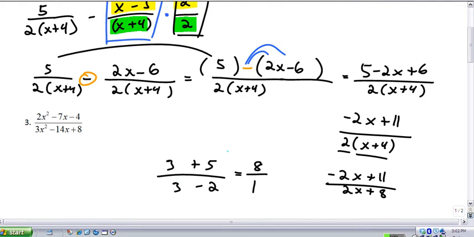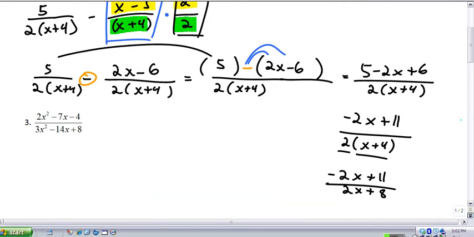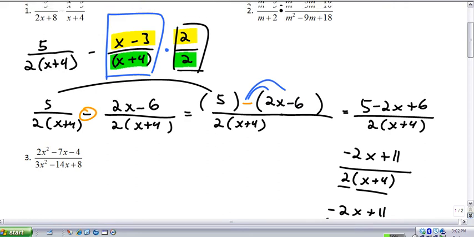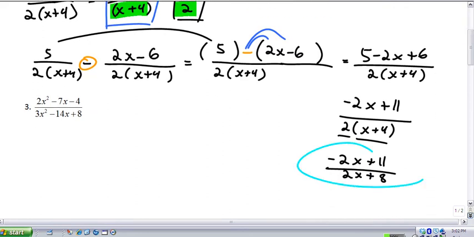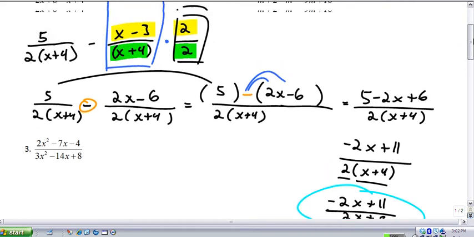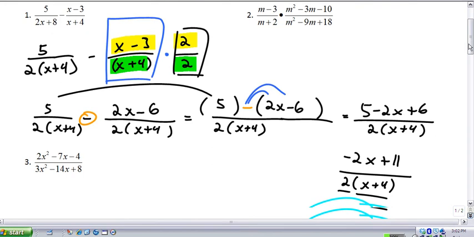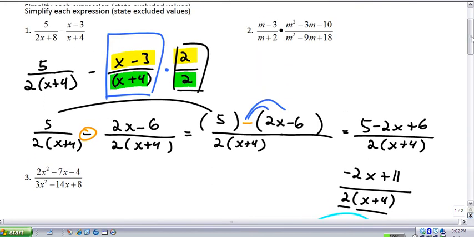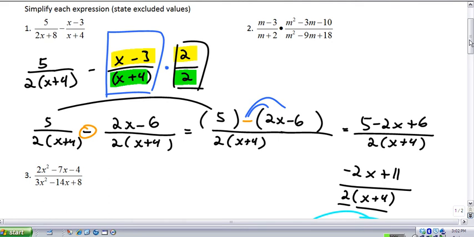So the answer to number 1 is this guy right here. Now, did we ever cancel anything out? No. We just put fractions together. Nothing ever got canceled out, so we don't have to list any extraneous or excluded values.